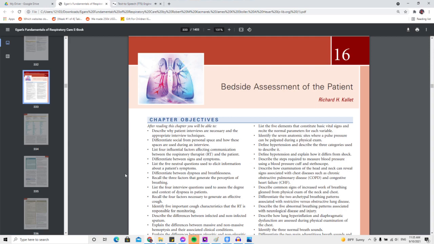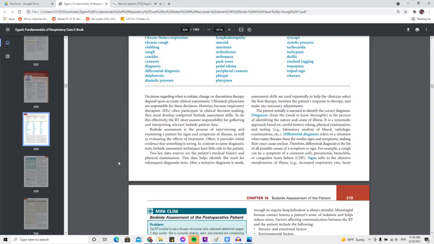Bedside assessment of the patient. Decisions regarding when to initiate, change, or discontinue therapy depend upon accurate clinical assessments. Ultimately, physicians are responsible for these decisions. However, because respiratory therapists, RTs, often participate in clinical decision-making, they must develop competent bedside assessment skills.